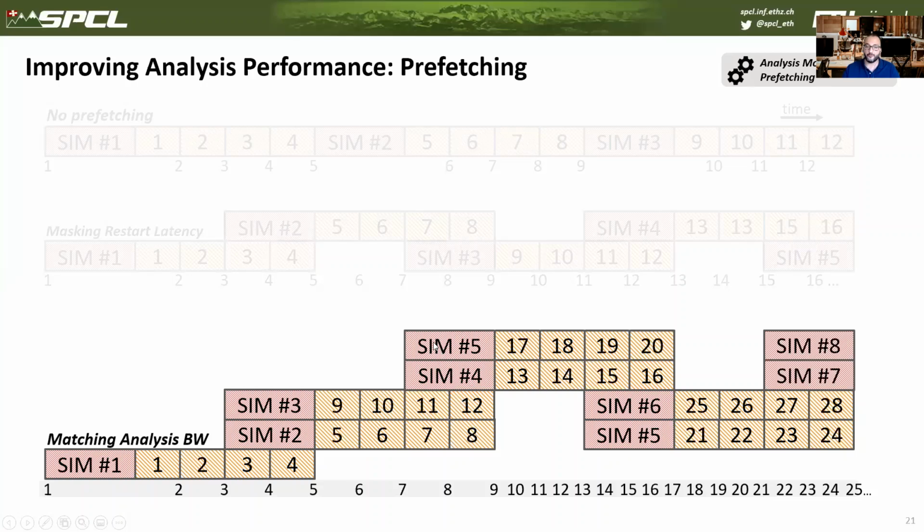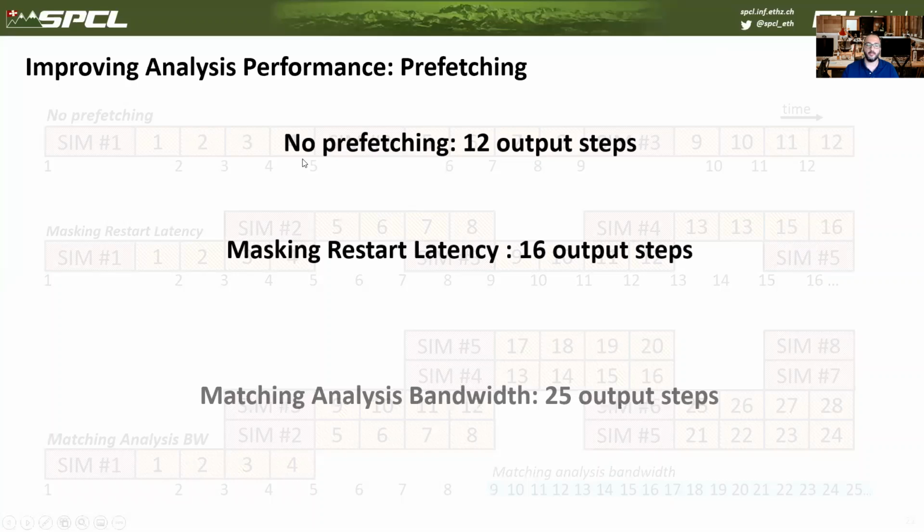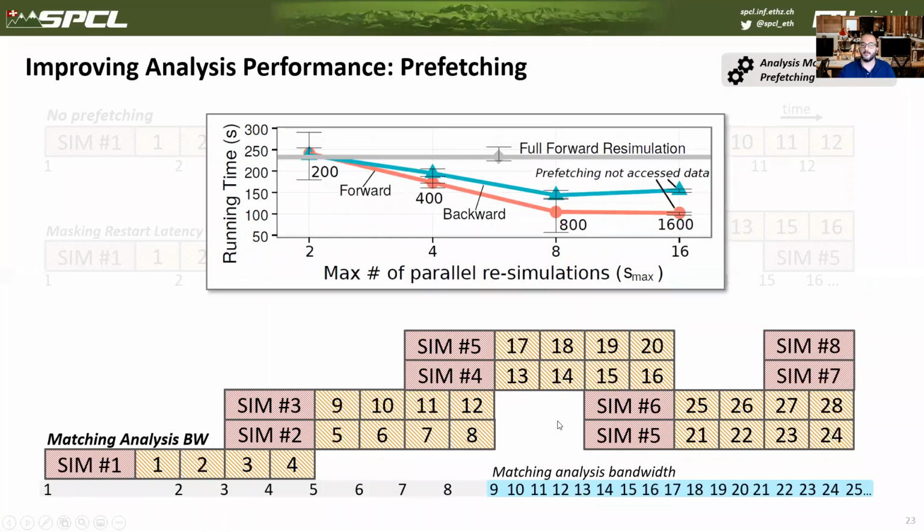And if we make a recap of this toy example, we see that basically if we don't do anything, in this amount of time from here to here, we simulated 12 output steps or analyzed 12 output steps. If we mask the restart latency, this becomes 16, and then if we also match the analysis bandwidth, this becomes 25.